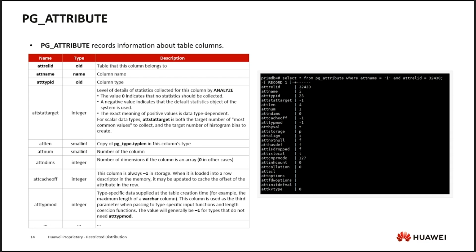PG_attribute records information about table columns. When a table is created, PG_attribute defines the name and type of each column in the table. Atttypid corresponds to the OID recorded in the previous PG_type catalog. The figure on the right shows an example of querying information about the column i in a table whose OID is 32430. You can view the detailed information about the column.